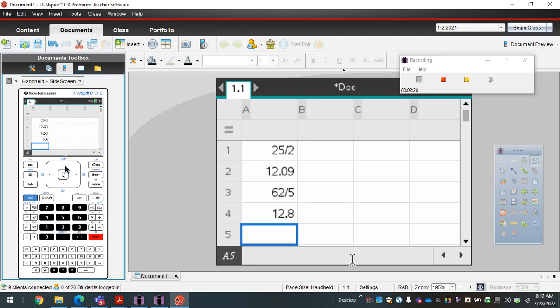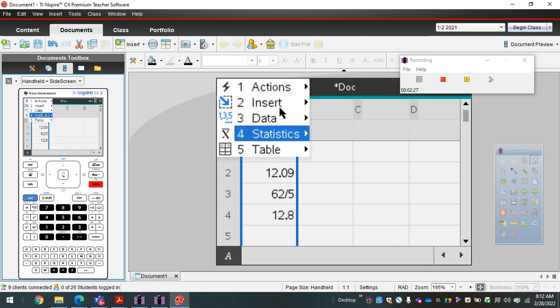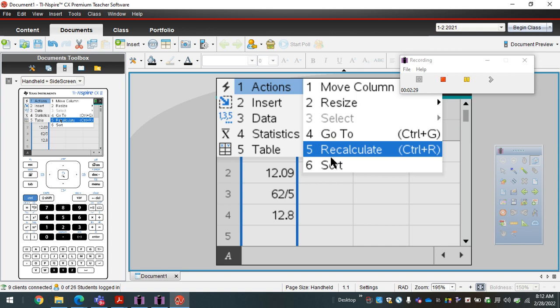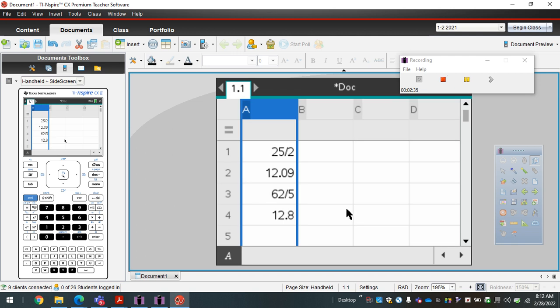Then enter. What do I do next, Jay? Help me out. All the way to the top. Highlight it all. Menu. 1/6. And I think it was least to greatest, so would it be ascending or descending? It's descending?